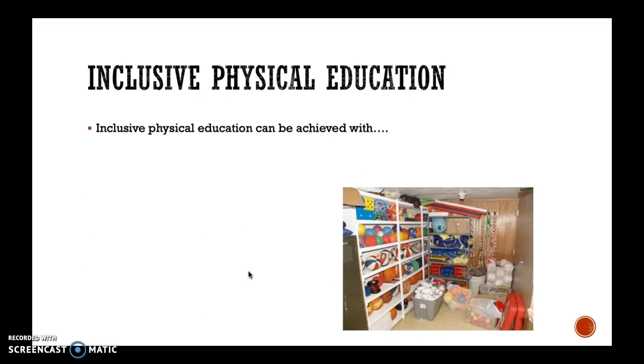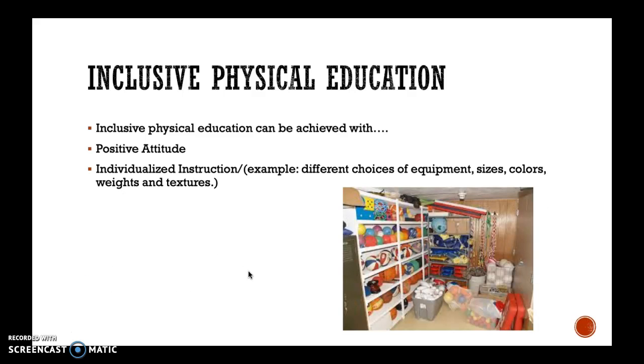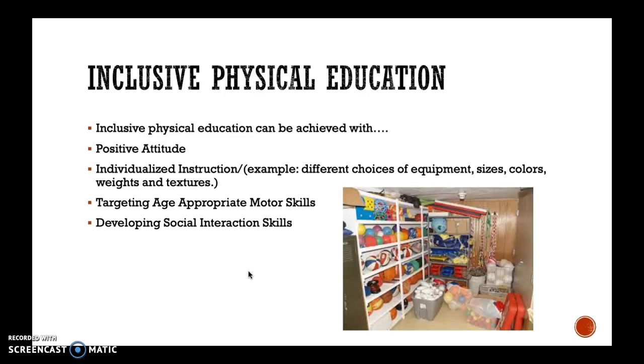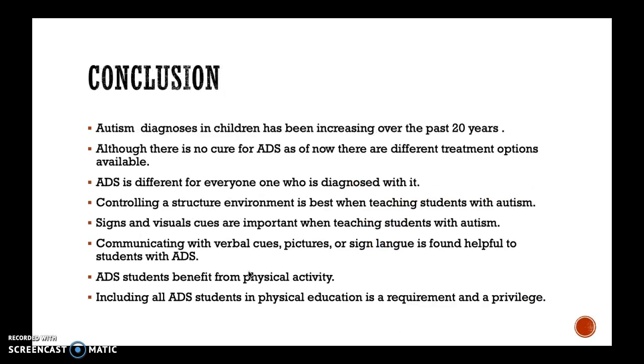Inclusive physical education can be achieved with positive attitudes. Like I said, you're going to have some tough days. It's going to be tough to combine non-disability kids with your disability kids, but just have a positive attitude about it, and that goes a long way. Individualized instruction, such as spending a lot of time individually speaking to them and also letting them have a variety of different equipment, will help. And targeting age-appropriate motor skills is important as well. Make sure they're doing what other kids are doing at the same age and developing social interaction skills.